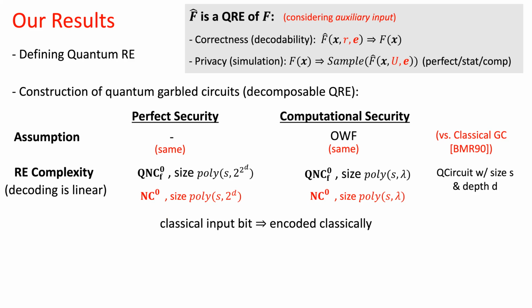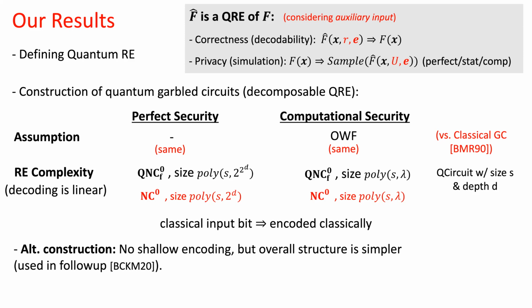And another useful property that we have: I said that the input X can be an arbitrary quantum state, but it could be that a part of it, or even the entire thing, is classical input. Remember that we have this decomposability property. Each input bit or qubit can be encoded separately. And if this bit turns out to be classical, then the encoding procedure is also a classical procedure, which means that the encoding of the input for classical inputs actually looks the same as what you get for classical garbled circuits. It's just going to be a classical string that encodes this input bit. And this is also useful for applications. So this is one thing that we show.